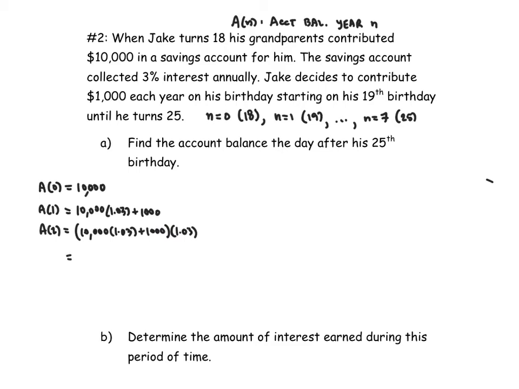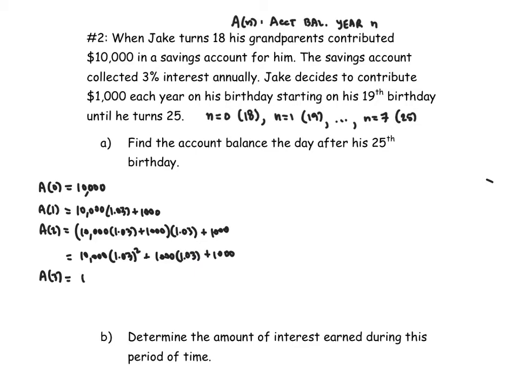So let me simplify that slightly here. That's the 10 grand he had originally, now being compounded at 3% twice, plus the $1,000 he had put in the year before, times 3%, and I forgot, plus the $1,000 he's supposed to add in. Okay, let's look at what the third year would look like, and then we'll generalize this.